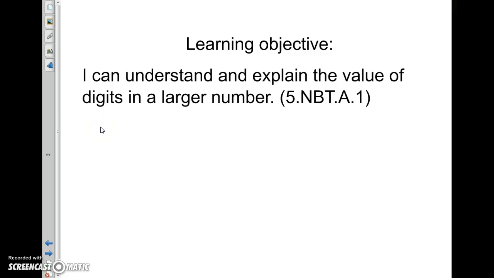Our learning objective today: I can understand and explain the value of digits in a larger number. 5th grade standard, numbers base 10, A1. And this category of standard that we are looking at, numbers base 10, is actually a huge part of what we're going to be looking at today.